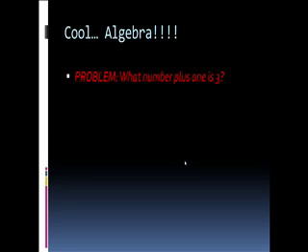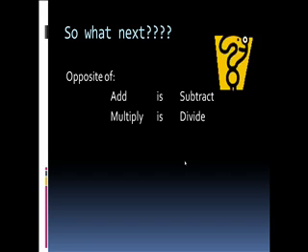So our problem we're going to use today is a simple one. It's called, what number plus 1 is 3? Now we all know 1 plus 2 is 3, but we're going to do it algebraically. So what we're going to do is, we're going to say, what number is going to be represented by x, plus, the addition sign, the number 1, equals, for is, 3.